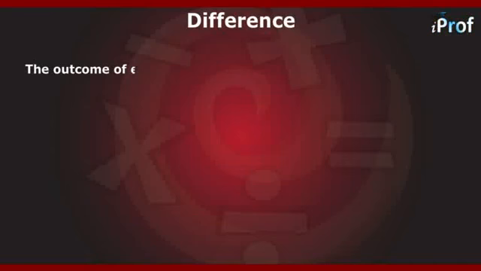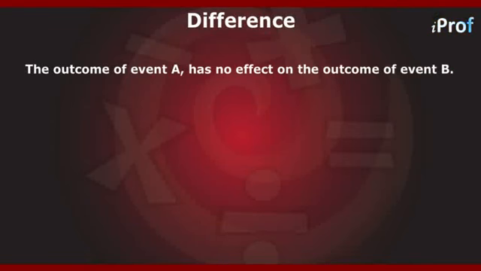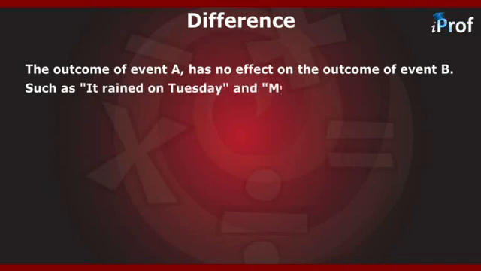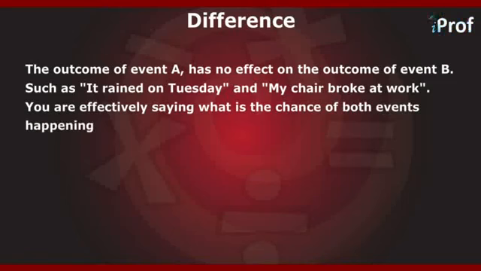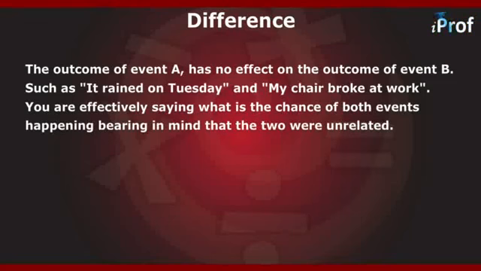For independent events, the outcome of event A has no effect on the outcome of event B, such as, it rained on Tuesday and my chair broke at work. You're effectively saying what is the chance of both events happening, bearing in mind that the two were unrelated.